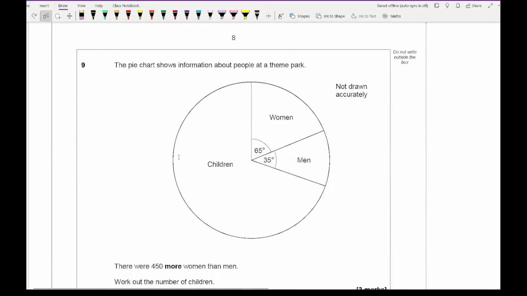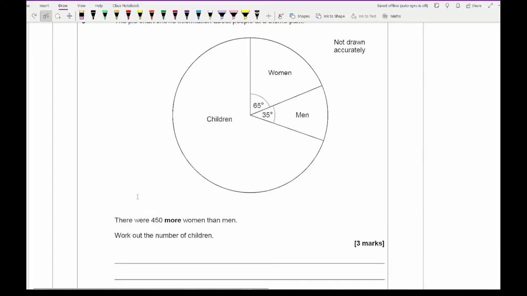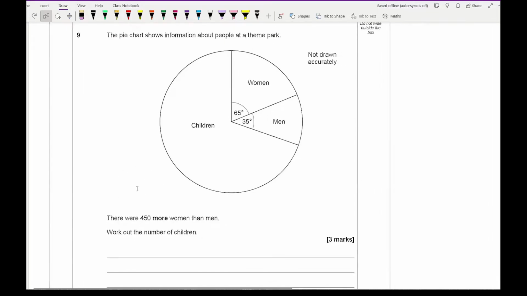In terms of question 9, it says that a pie chart shows the information about people who work at a theme park. It says there are 400 people, more women than men. And the question is asking us to work out the number of children. Now there's a couple of ways in which you can approach this particular question. Let me just zoom out so we've got a bit more room.